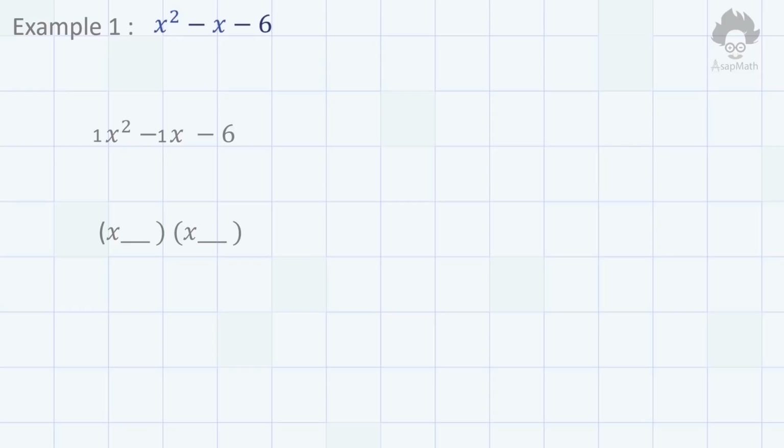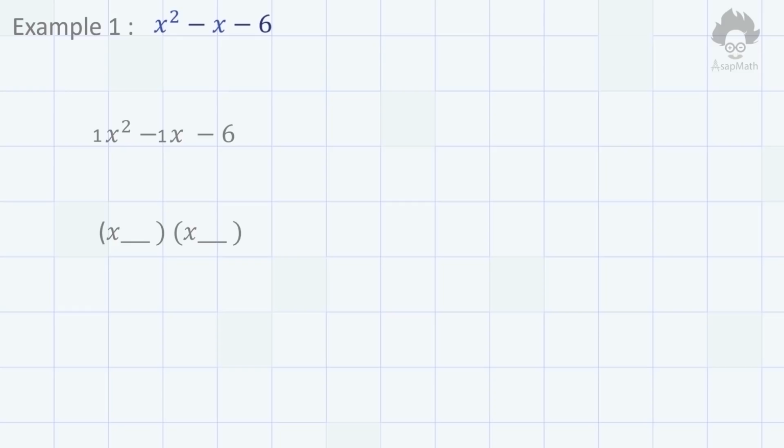Moving on to example 1. The answer for this question is x minus 3 into x plus 2. Now let us see how to obtain this answer. We have to find two linear expressions whose product is equal to x squared minus x minus 6.